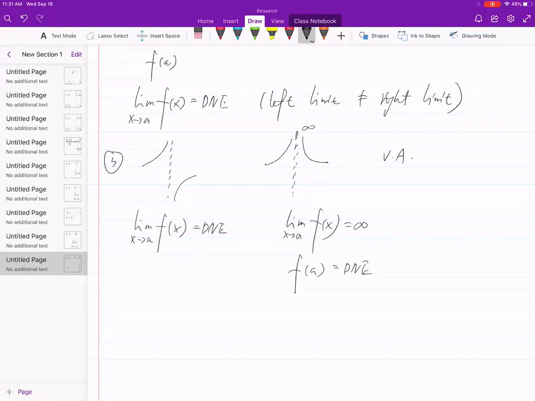Okay, let's say it again. Can everybody see that? The limit exists, it's infinity, but there's no way to compare because you don't have a function value here. So either way, not continuous.